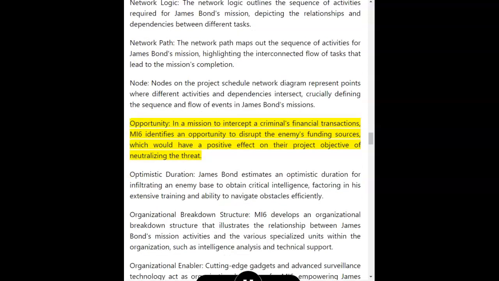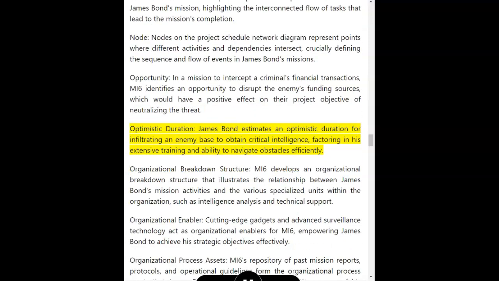Opportunity. In a mission to intercept a criminal's financial transactions, MI6 identifies an opportunity to disrupt the enemy's funding sources, which would have a positive effect on their project objective of neutralizing the threat. Optimistic duration. James Bond estimates an optimistic duration for infiltrating an enemy base to obtain critical intelligence, factoring in his extensive training and ability to navigate obstacles efficiently.